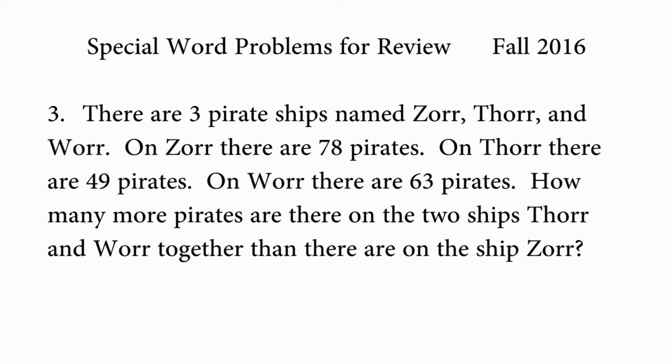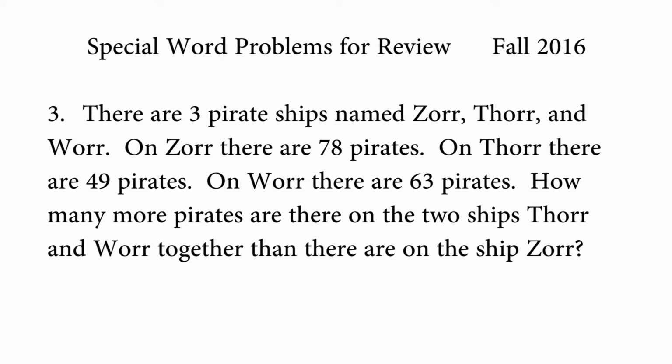So let's read through it again. There are 3 pirate ships named Zor, Thor, and War. So let me go ahead and do that. And I've got 78 on the first, 49 on the second, and 63 on the third. So I have a pirate ship. I know it doesn't look like a pirate ship, but it's close. Okay, so I have the 3 pirate ships. I think the first one is Zor, second one is Thor, and the third one was War.